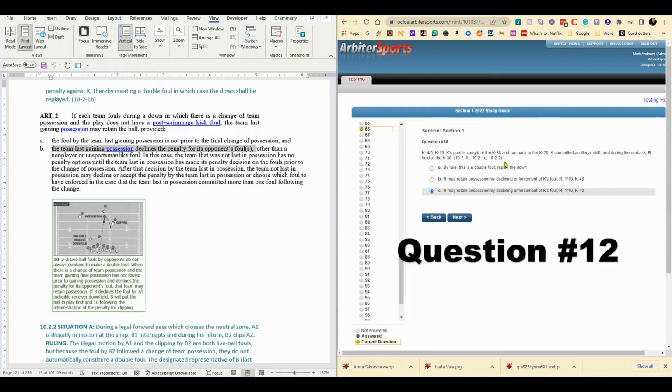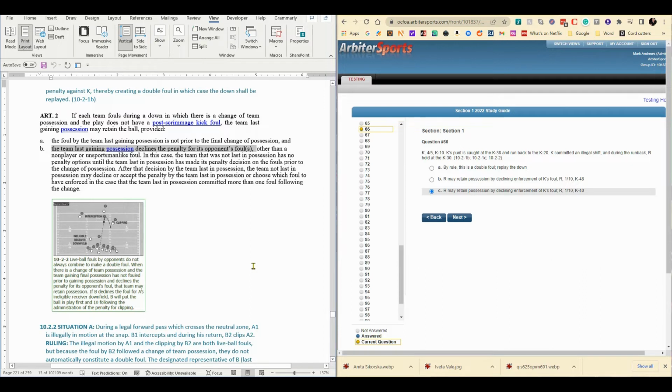Okay. But there is the all-but-one principle, which says if R fouls behind the basic spot, which is the end of the run, then the foul is enforced from the spot of the foul. So the end of the run is the K20, but the hold happened at the K30. So we enforce the holding penalty from the K30. So the answer is C. R may retain possession by declining enforcement of K's foul, R 1st and 10 at the K40.